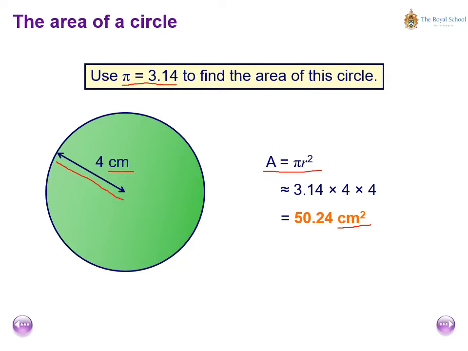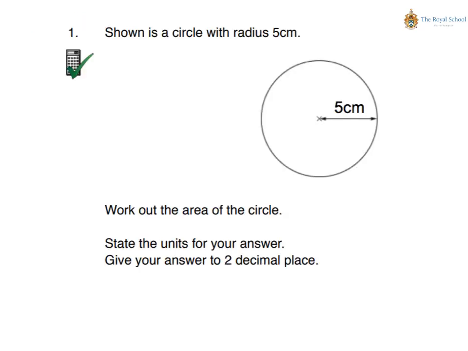Remember to put the squared after the centimetre. I sometimes see a few people putting the squared after the number and then writing centimetres, which wouldn't be the right way around. It's going to be centimetres then squared. So let's have another look at an example then.